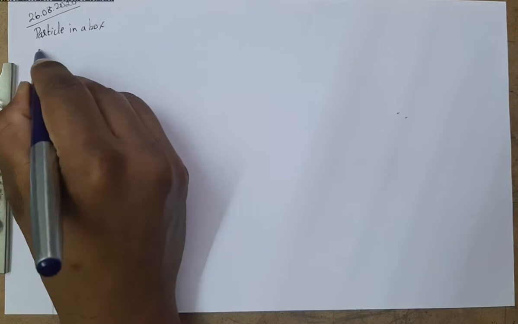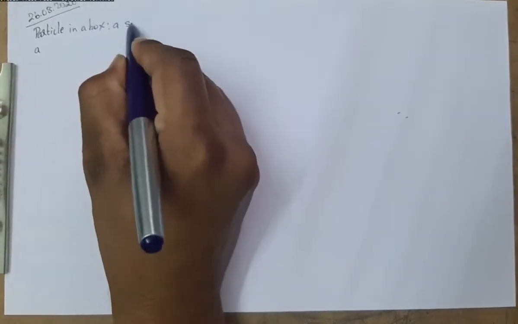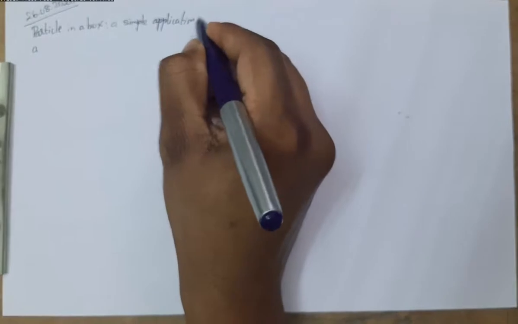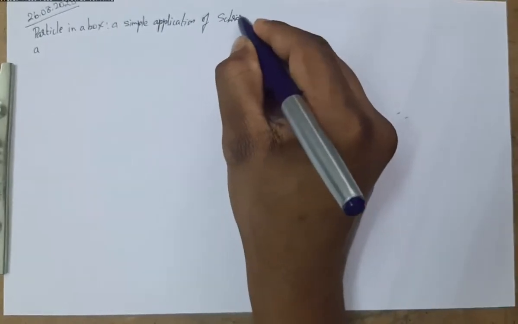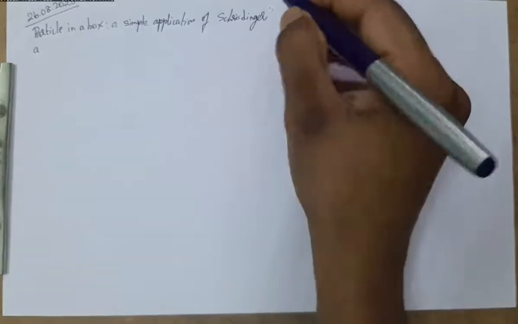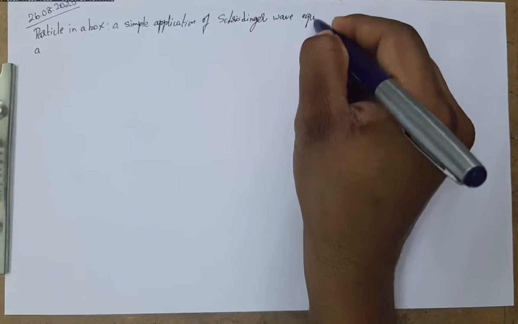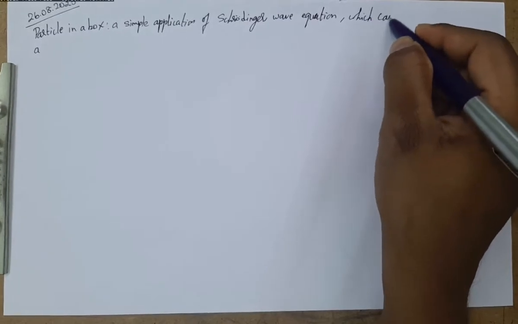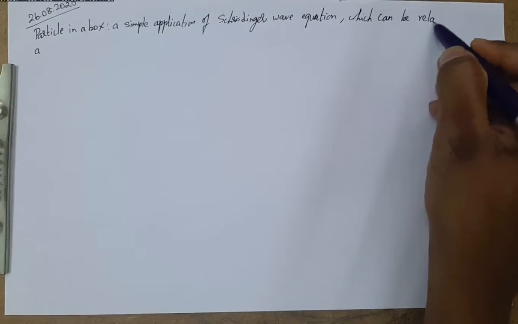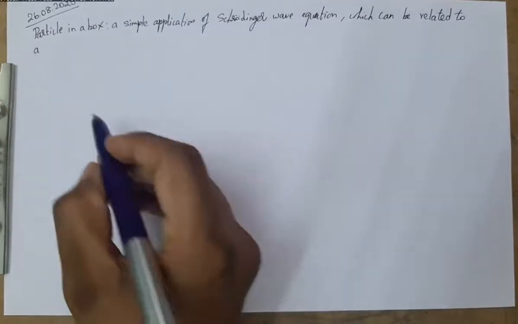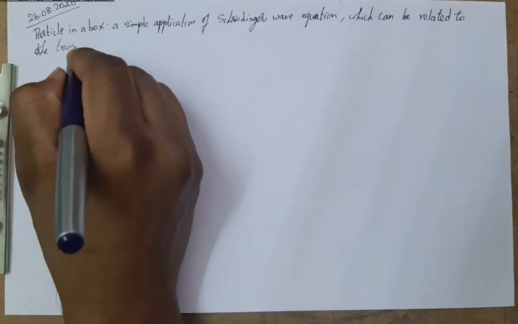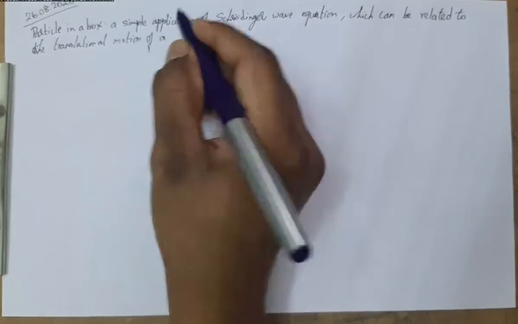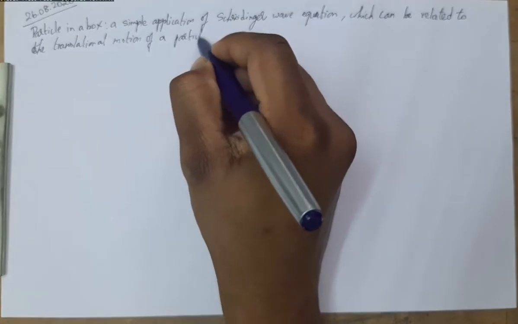So it is a simple application of the Schrodinger wave equation which can be related to the translational motion of a particle. Okay, particle here I mean electron.